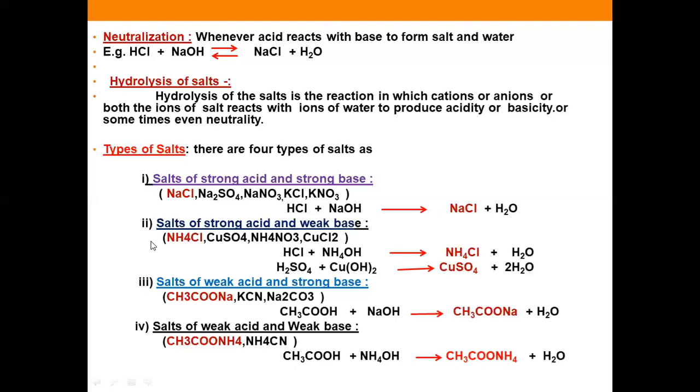These are the four types of salt. Which ones? First is a salt of strong acid and strong base. Second one, salts of strong acid and weak base. Third one, salts of weak acid and strong base. And fourth one, salts of weak acid and weak base.